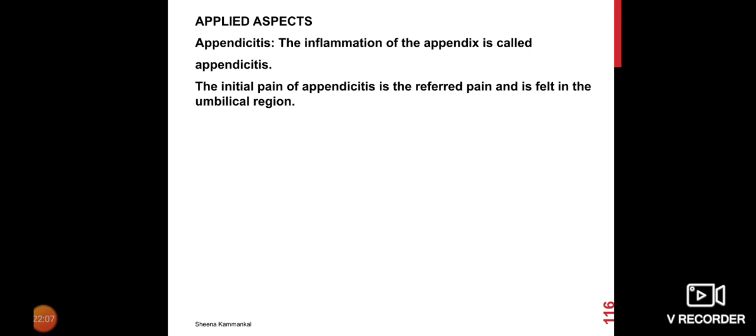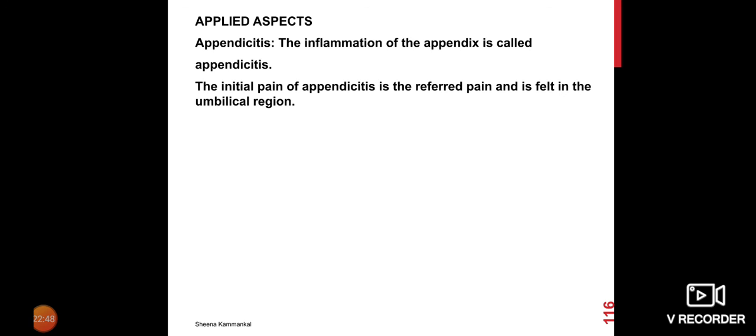This area can be located when we draw a line from the umbilicus to the anterior superior iliac spine. We know the umbilicus, but where is the anterior superior iliac spine? You can palpate it in your hip bone anteriorly. When we trace the hip bone in the anterolateral part, you will get a spiny projection. That is the anterior superior iliac spine.